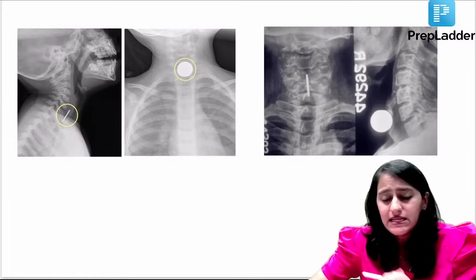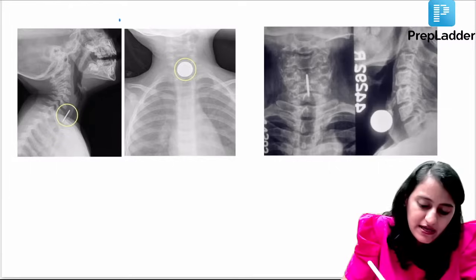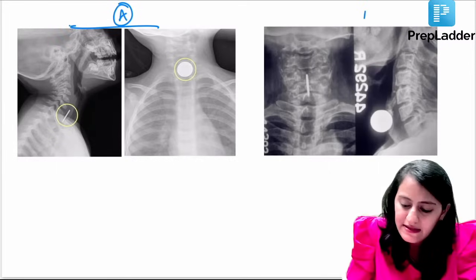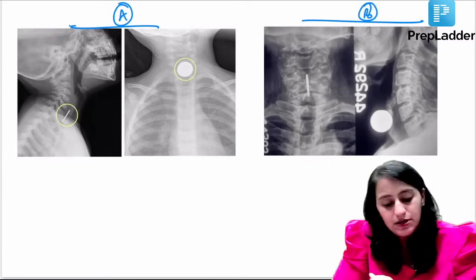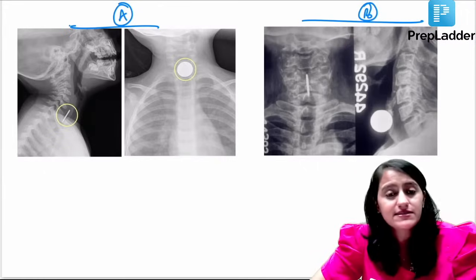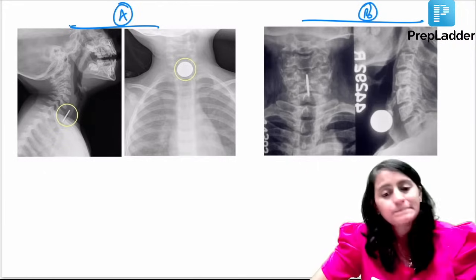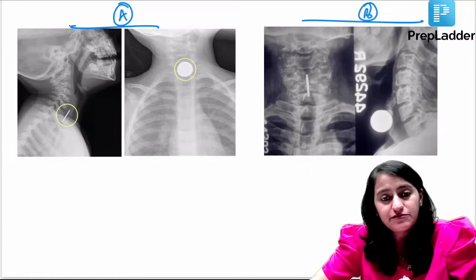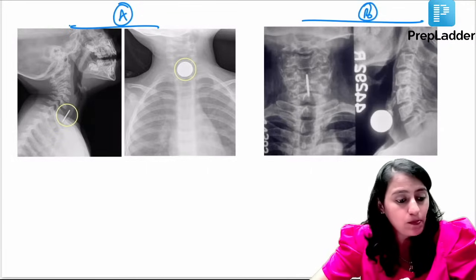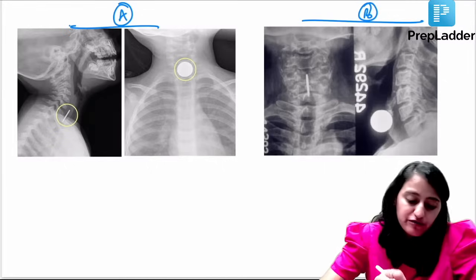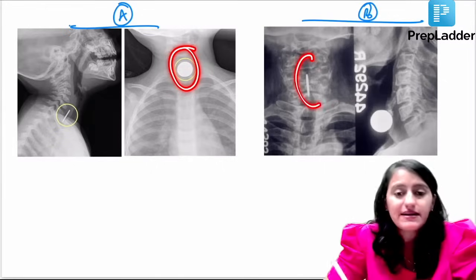Next one, coin in esophagus, coin versus trachea. Image A, and then you have patient A and patient B. Which one is the coin in the esophagus, A or B? Which one is the coin in the esophagus? Is it A or is it B? Very good. Now, what you should focus on, look at the AP view.